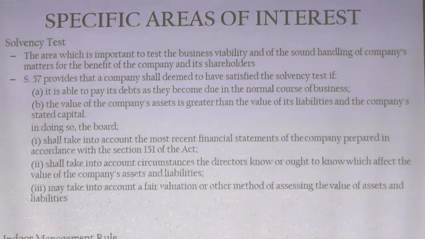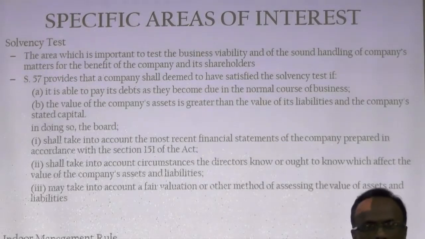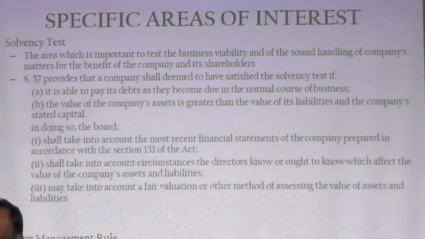Section 57 provides that the company shall be deemed to have satisfied the solvency test if it is able to pay its debts as they become due in the normal course of business. So, the company remains solvent as long as it is able to pay its debts as they become due in the normal course of business, and also the value of the company's assets is greater than the value of its liabilities and the company's stated capital, so that at any given time when the company is dissolved or deemed to be dissolved, the company is able to pay out its debts to the relevant creditors and the others who have invested the capital needed for the company.